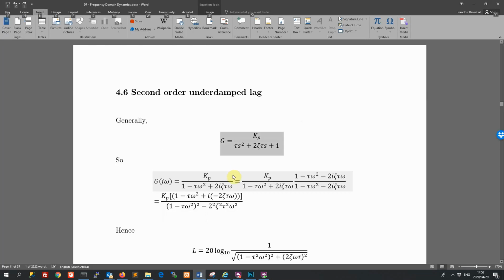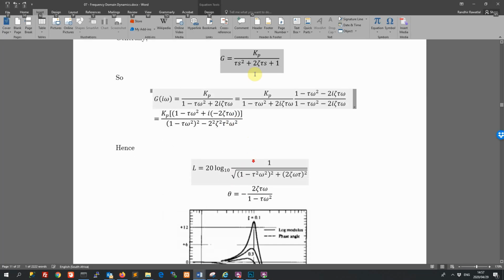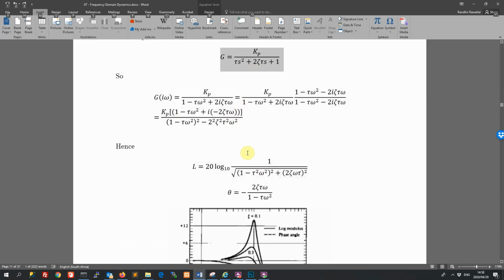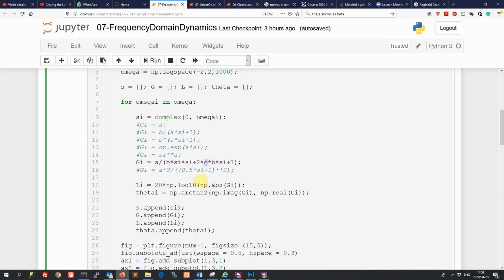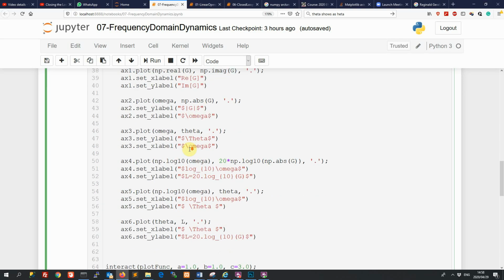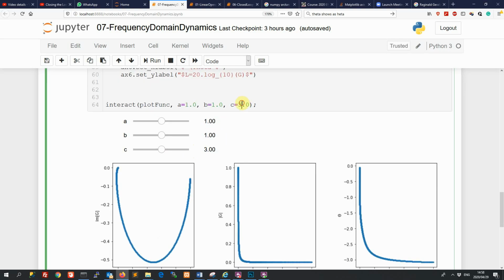So let's look at that here. There's a bit of development. You can work through the algebra and see that L looks like this. And so for low values of zeta, we start to see some peaking happening. So let's apply that here. Let's use 0.1.